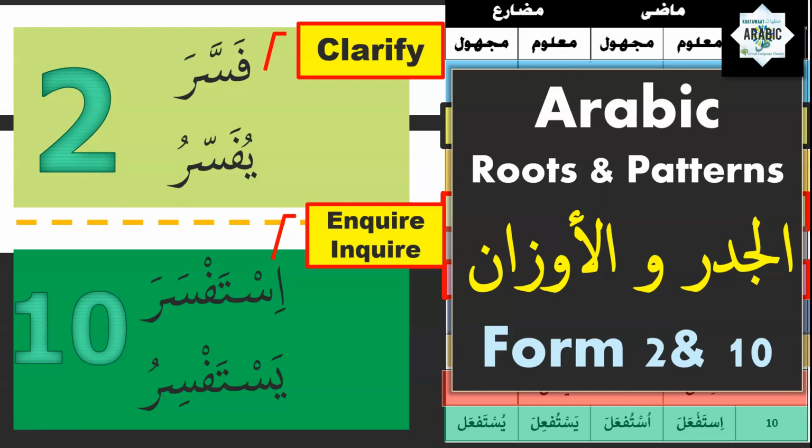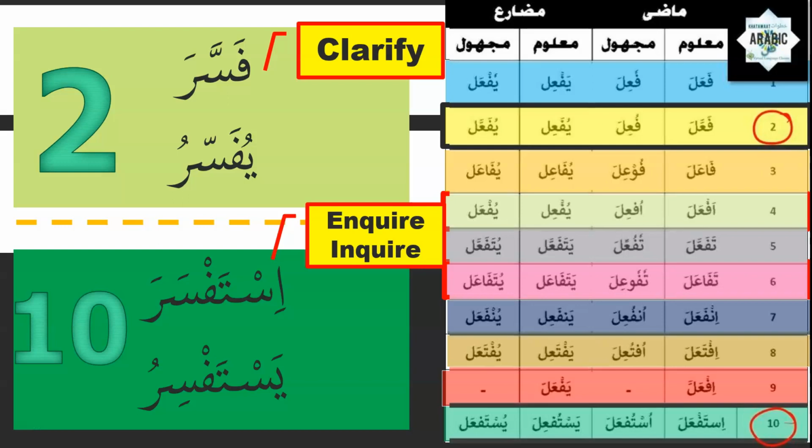In this video we're going to cover the 10th verb pattern, comparing both form 2 and then form 10. The two verbs we have today are fassara, and again we are following the exact same pattern as the previous videos in this series. Fassara is in the past, yufassiru the present. Then we have istafsara, past as well, and then yastafsiru, present.